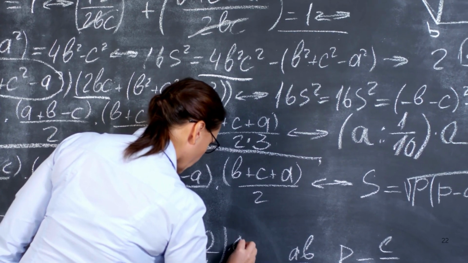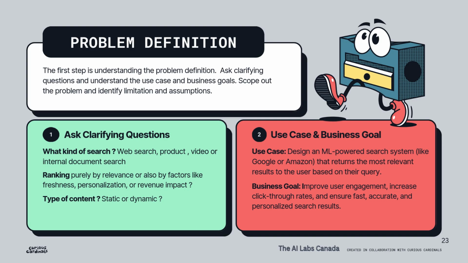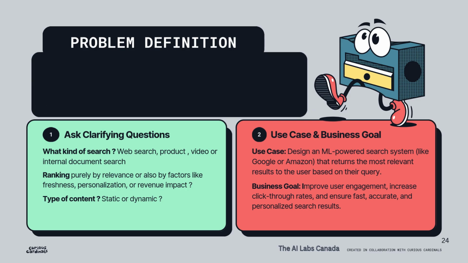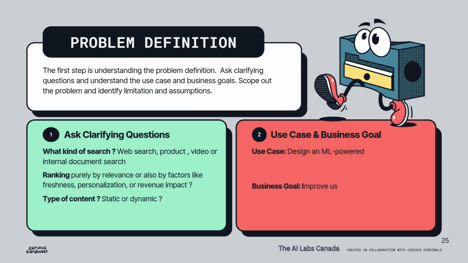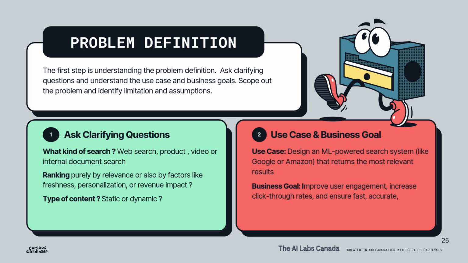Alright, so let's start with the most important step, problem formulation. Before jumping into models or fancy algorithms, we need to understand what exactly we are trying to solve, right? In our case, we are designing a search system like Google or Amazon, where the goal is simple: show the most relevant result to the user as soon as possible.